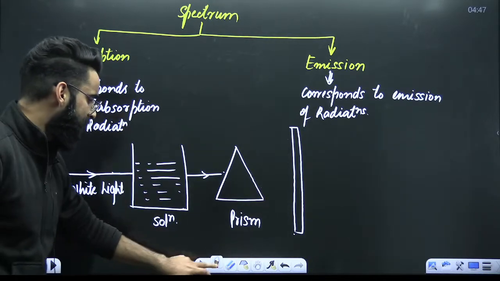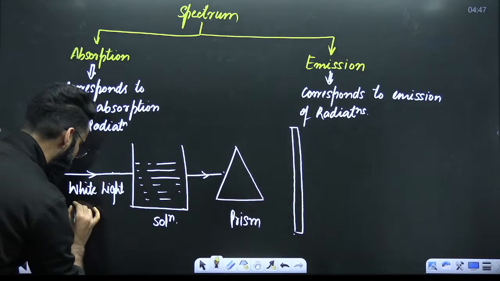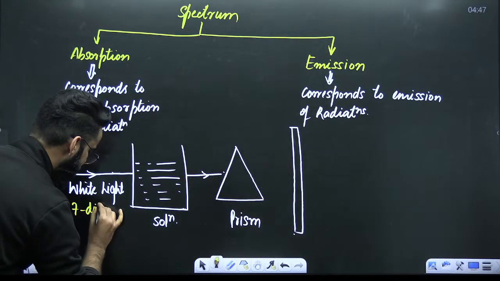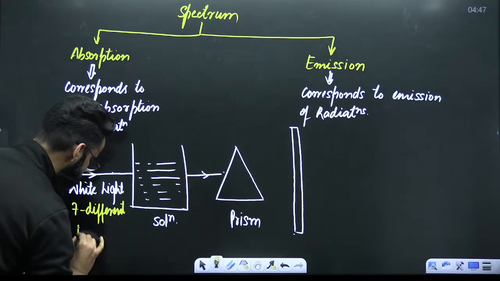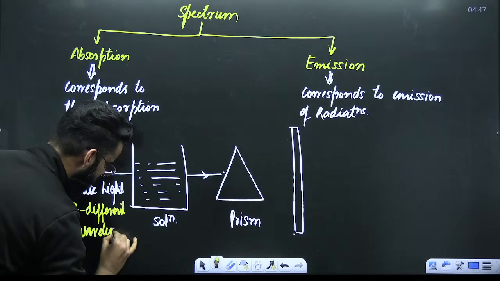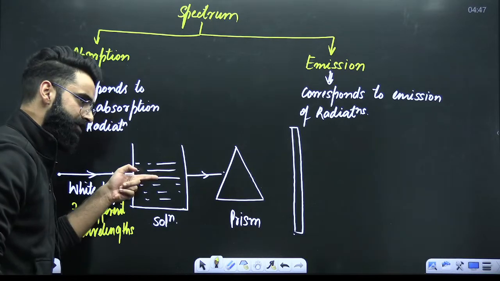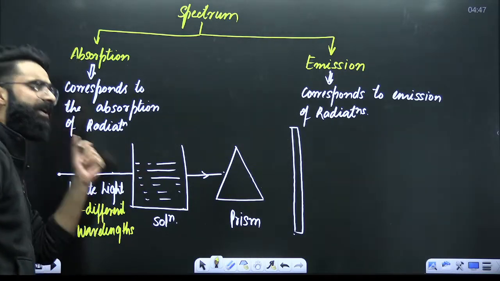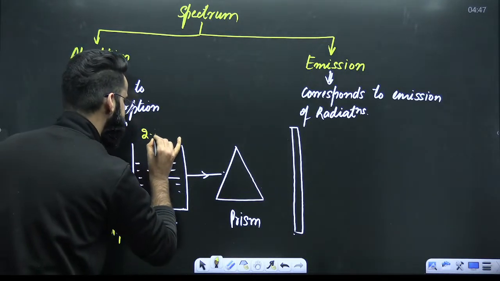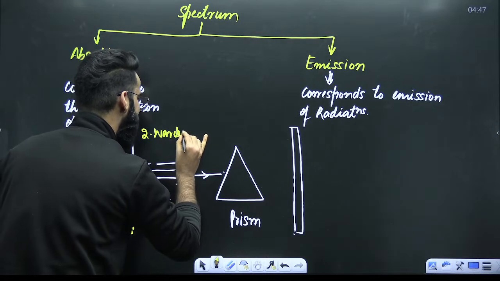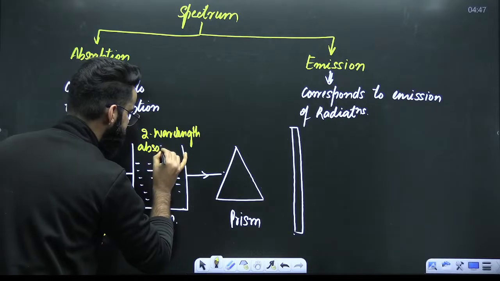Now, for example, I'm assuming one thing. Understand, since this white light consists of 7 different wavelengths, correct? Now, let's assume that when this white light goes into the solution, out of 7 different wavelengths, the solution absorbs 2 of the wavelengths. Let's assume that the solution which I've taken in the container absorbs 2 of the wavelengths.